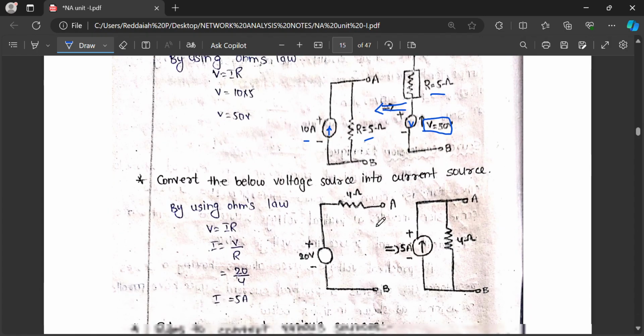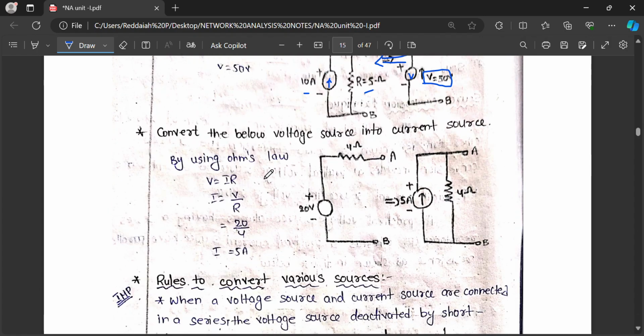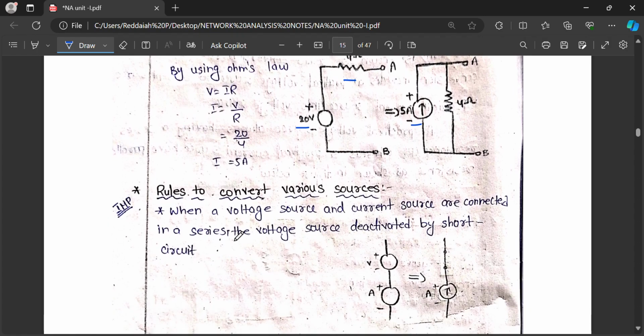50 volts like that. Convert the below voltage source into a current source. By using Ohm's law, the voltage source is 20 volts and 4 ohm. 20 by 4 gives 5 amps, and the parallel resistance is 4 ohm.